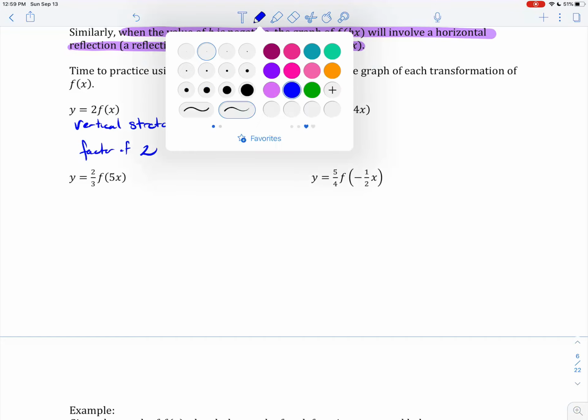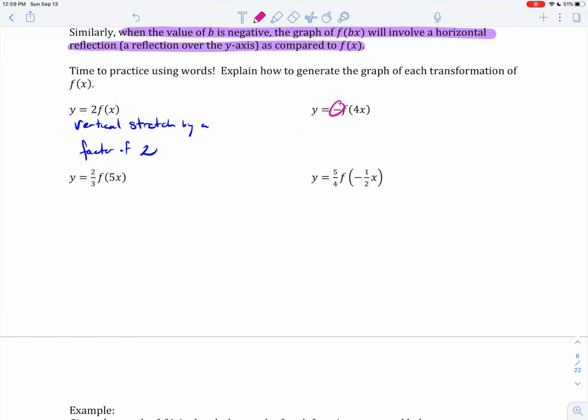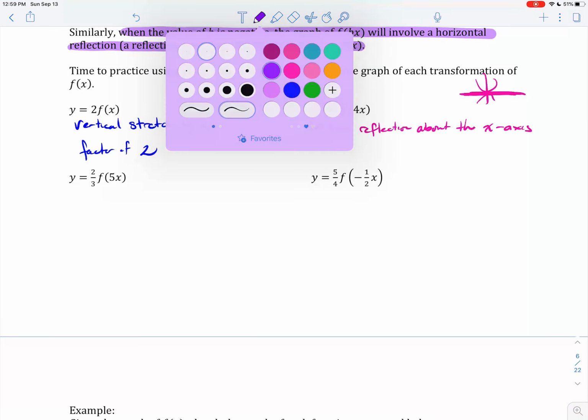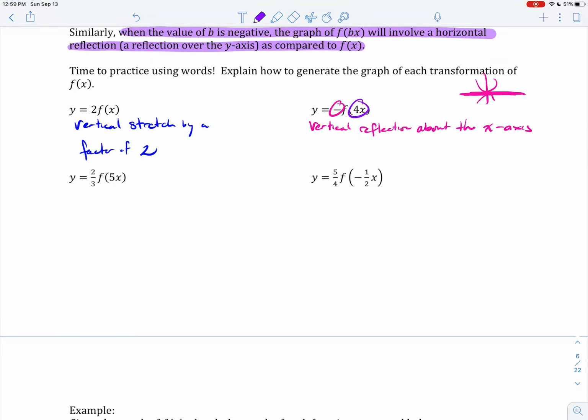In this next one, we've got a couple things going on. We've got this negative out here. It's outside, so that's a vertical effect. Vertical reflection about the, well, if it's vertical, it means you're turning this into this. We're flipping things over the x-axis. And this business here, inside the brackets, we're not going to stretch things out by 4. We're going to compress it.